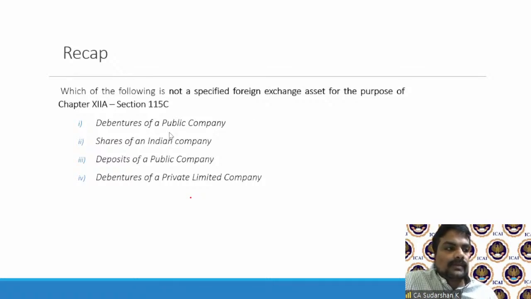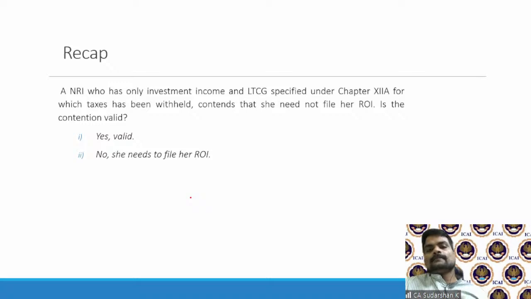Is it debentures of a public company, shares of an Indian company, deposits of a public company, or debentures of a private limited company? If you look at 115C, shares in an Indian company are a specified asset. Debentures issued by an Indian company which is not a private company are a specified asset. Deposits with an Indian company which is not a private company are a specified asset. So debentures of a private limited company are not a specified asset. So the answer to this will be 4. Debentures of a private limited company are not a specified foreign exchange asset.